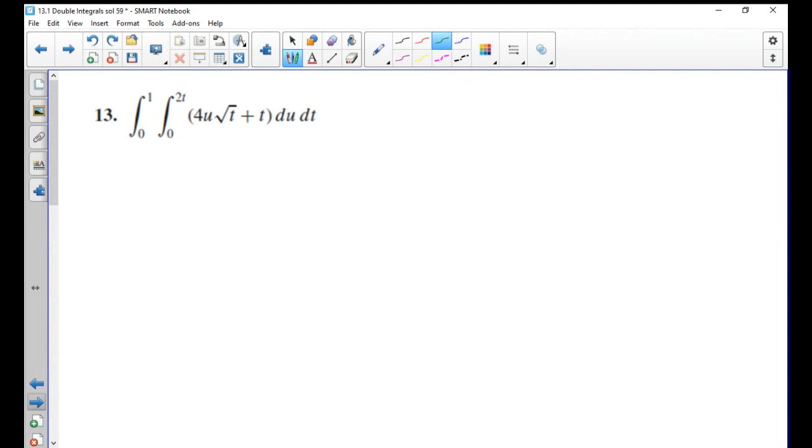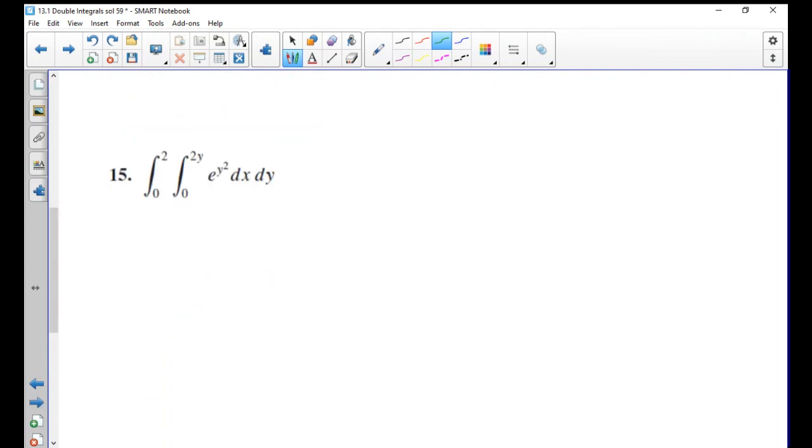Now, I will leave you this one. That's not a big issue. You can integrate that without any problems. So first you integrate with respect to u, and then you integrate with respect to t. A very similar idea. Here, same thing. You can integrate. So let's try and do this one, maybe.